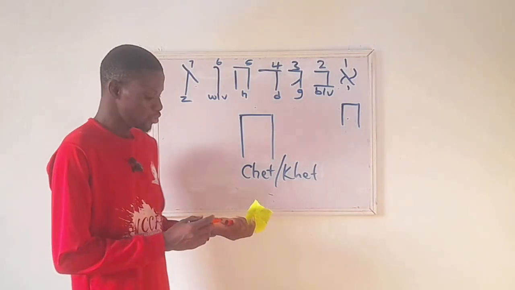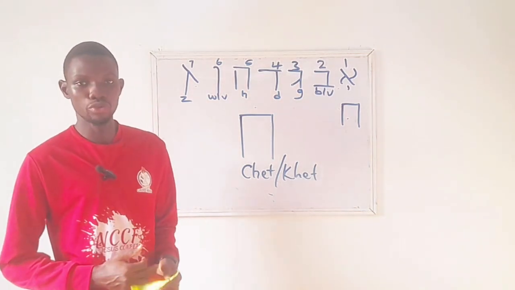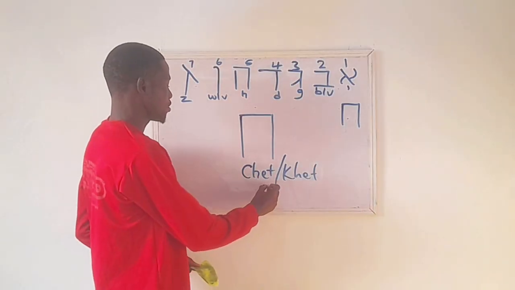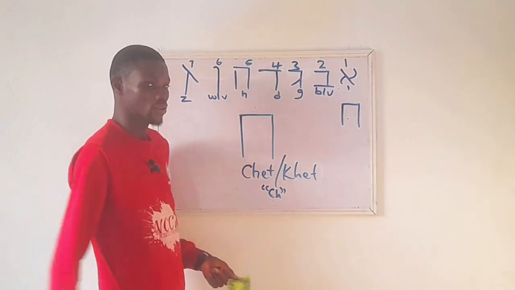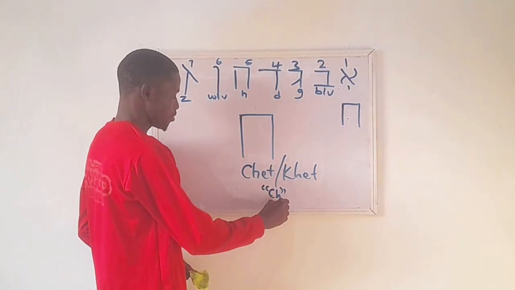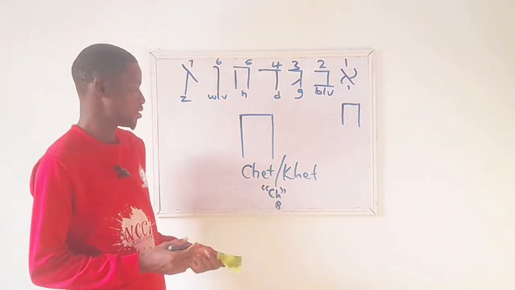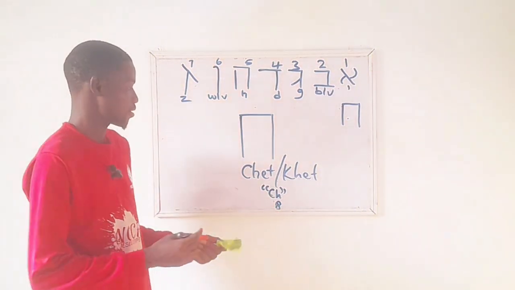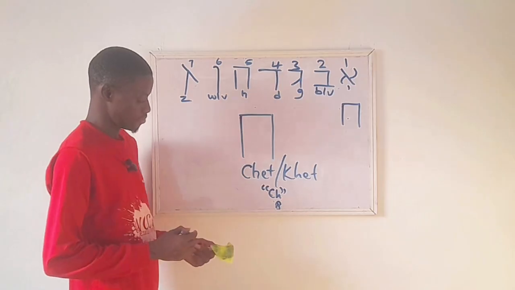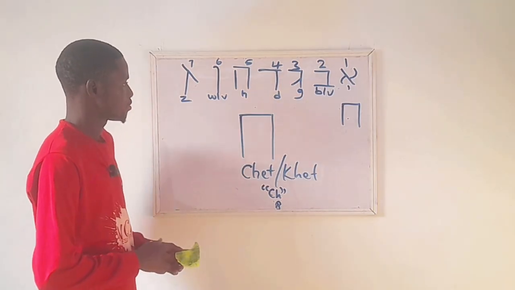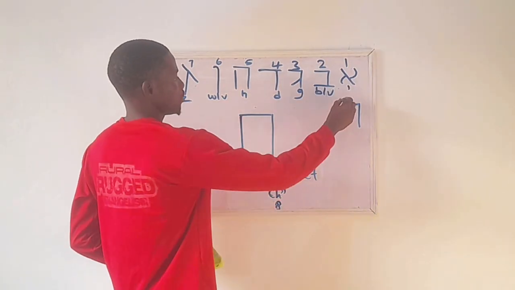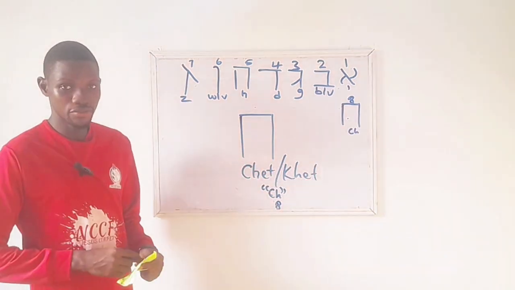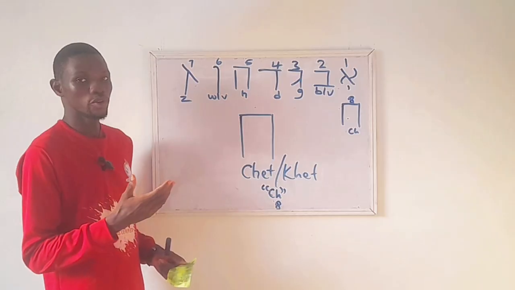For example, you must have heard the word for spirit in Hebrew, Ruach. The English equivalent is CH. That's number 8, numerical value 8. Ruach. That's the sound it makes. Khet. Number 8. CH.